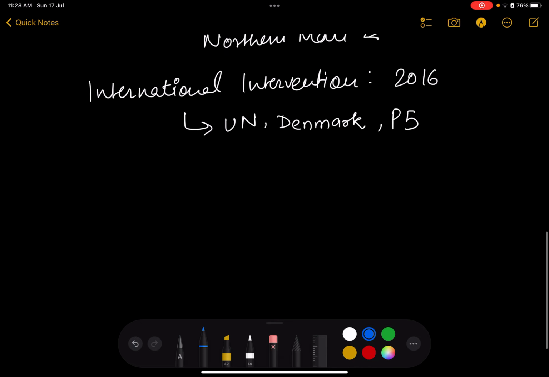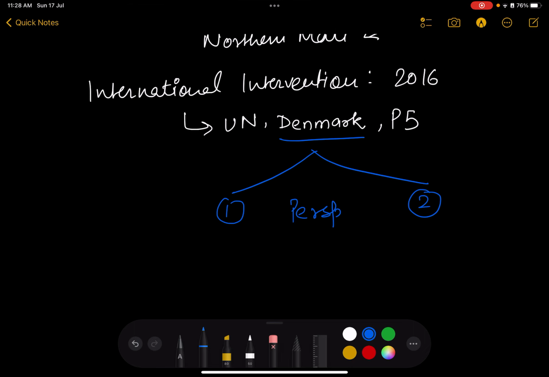Now we go further. Regarding Denmark's involvement or intervention, we can regard it through two different perspectives. Okay, so this is Denmark, and there are two different perspectives. First point, from a liberal perspective.